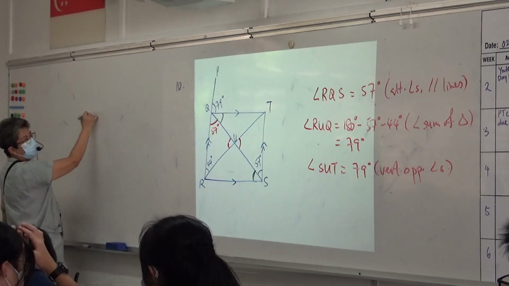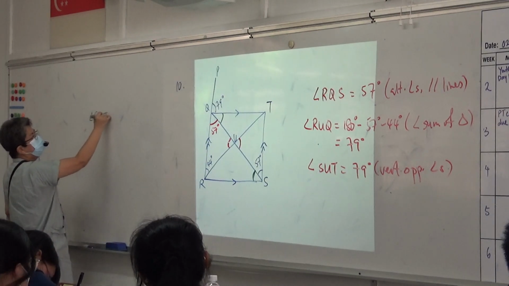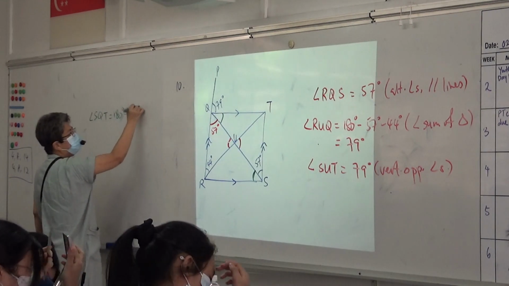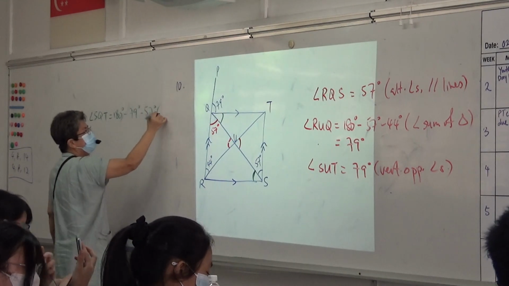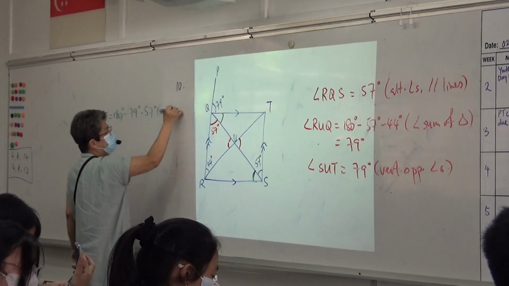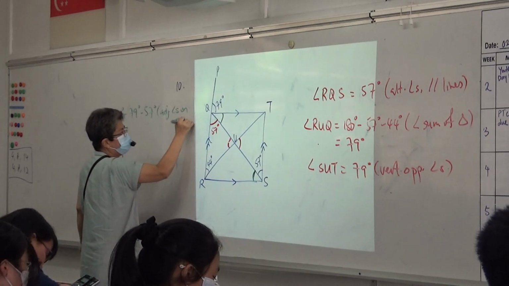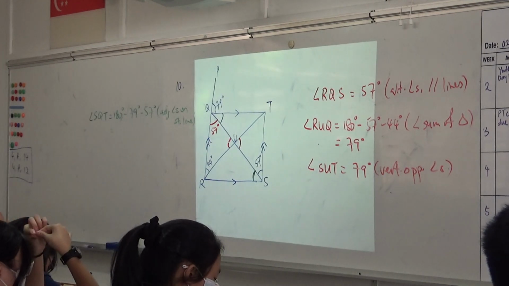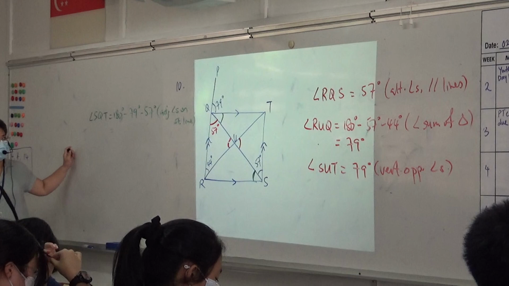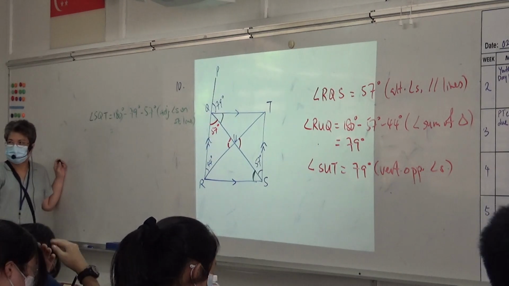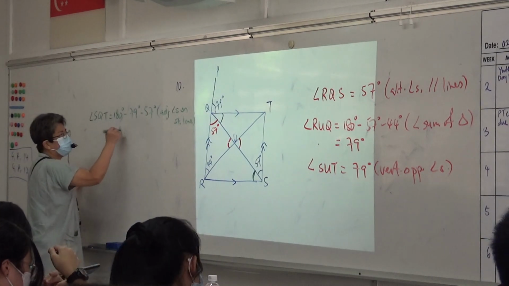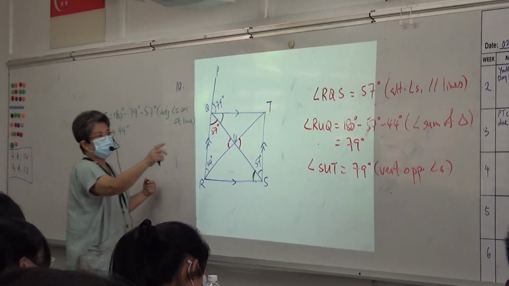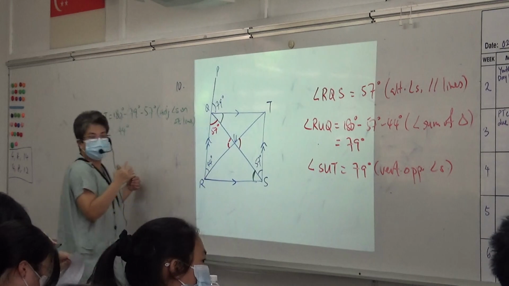Alright, work already. Angle SQT will be 180 minus 79 minus 57. This is adjacent angles on a straight line. So what is this? All of you? How much is this? 44? Yes. Okay. Now, can you see that this is an alternate angle?